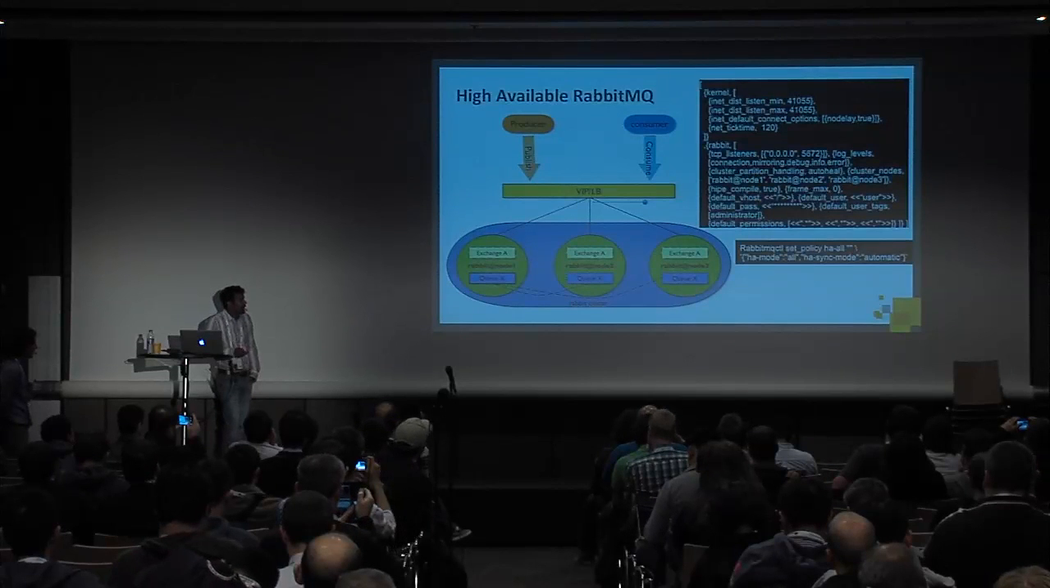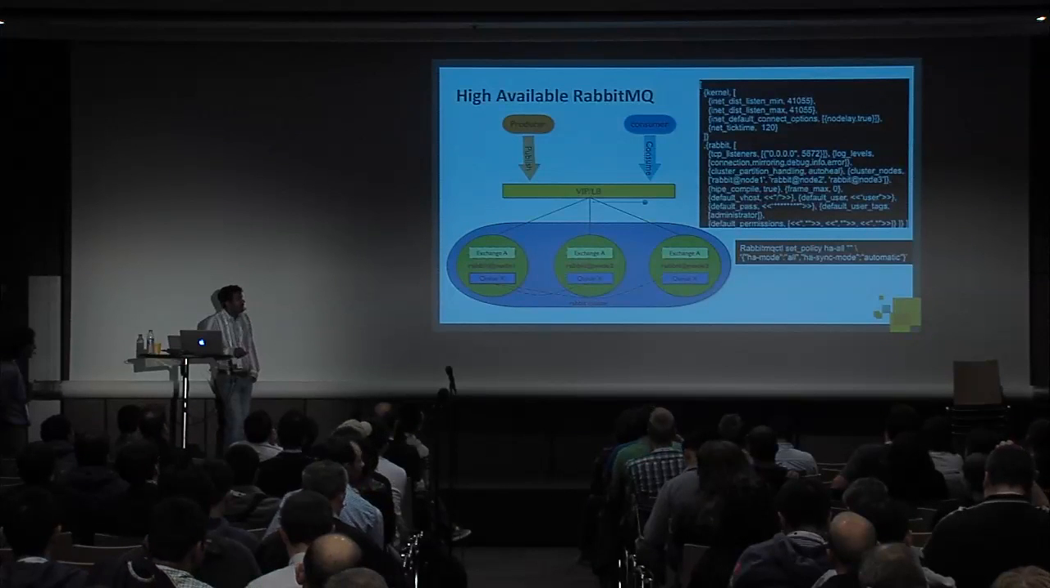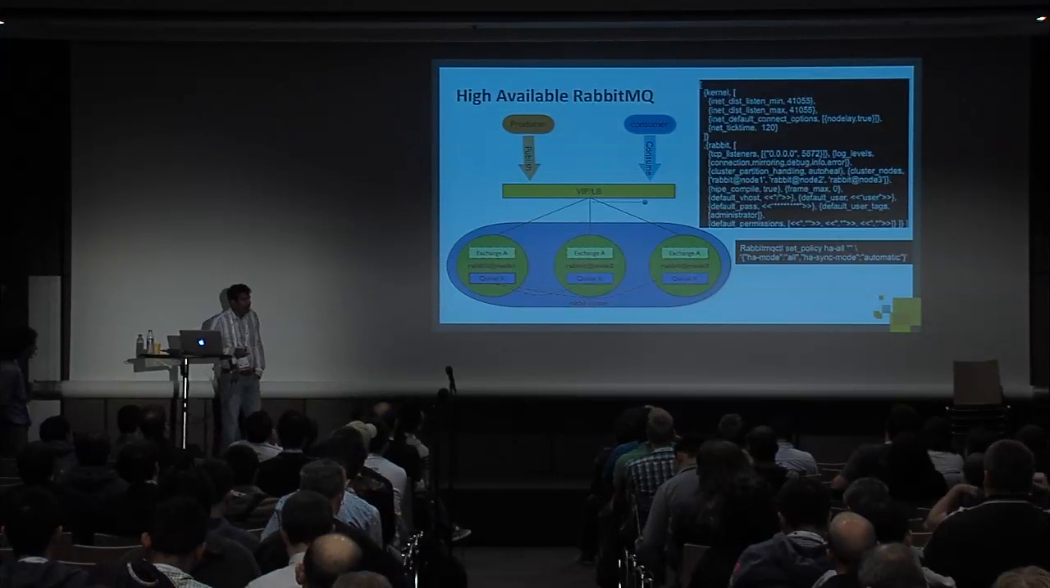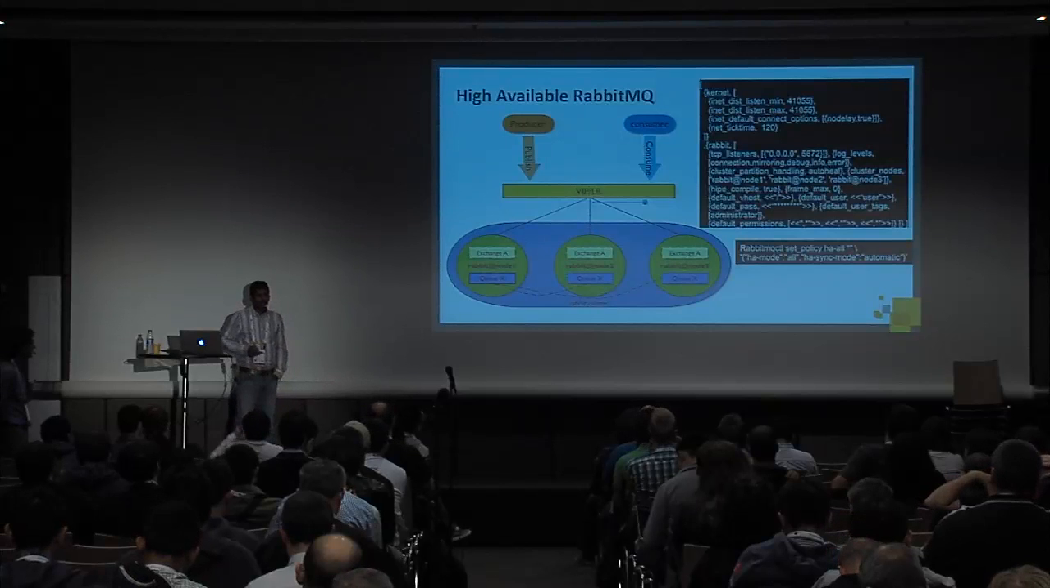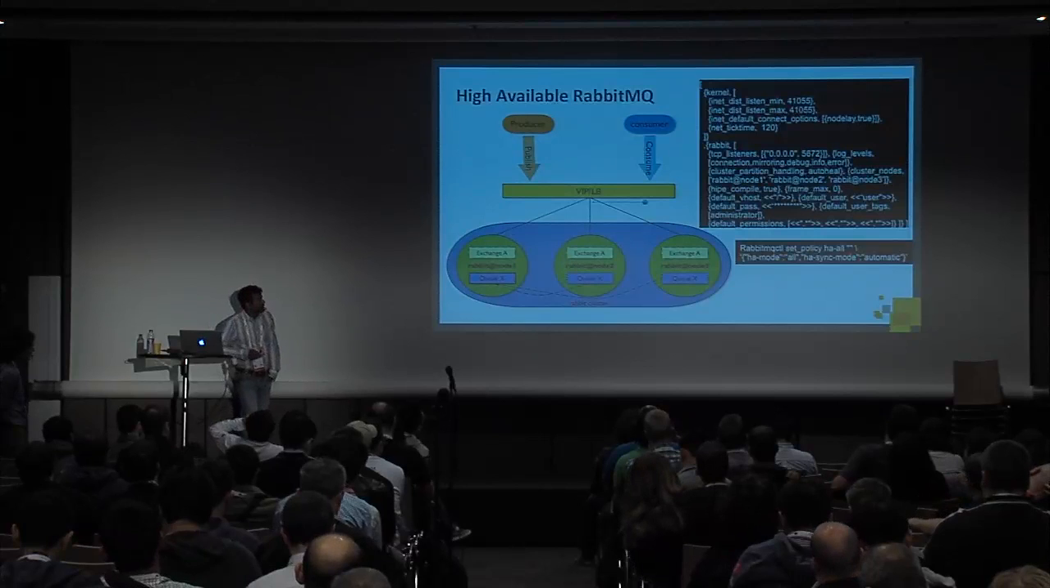And usually when you plan a cluster, when you create the first node, you can run this command on the first node, so that when node one, node two and node three join, the queues will automatically be mirrored. So that's what it is.